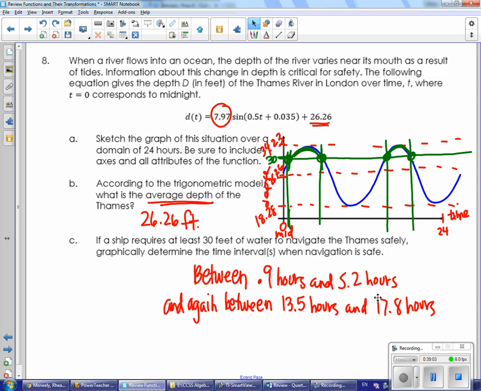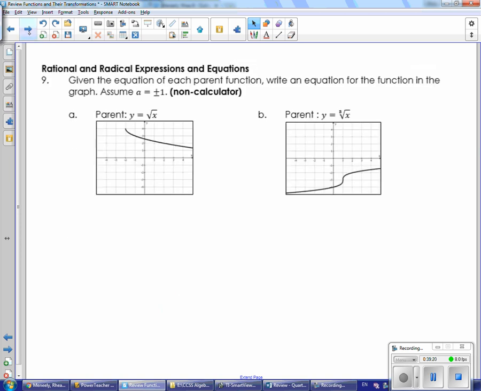And the next few questions relate more to general characteristics about functions and then more specifically about rational and radical expressions. So for example, expressions that have rational exponents or fractional exponents, and also radical expressions, those that involve a square root or a cube root. So let's take a look at these two root functions.